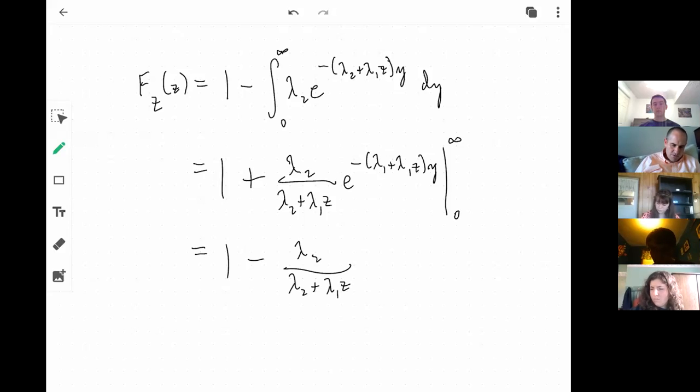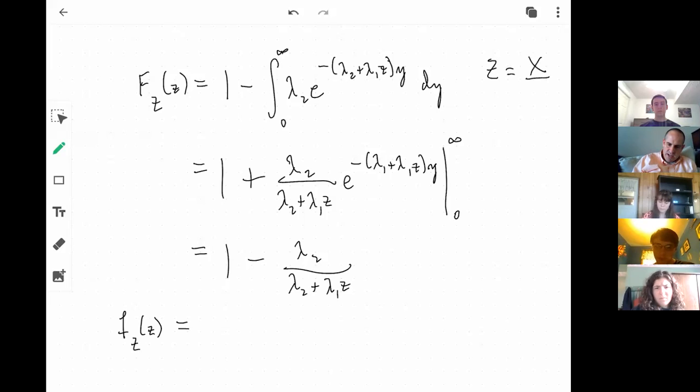Wow. That's pretty cool. I don't recognize that CDF off the top of my head. But there it is right there. So what is the density going to be? Now, don't forget z was equal to x over y, right? We got that. What is the density going to be?